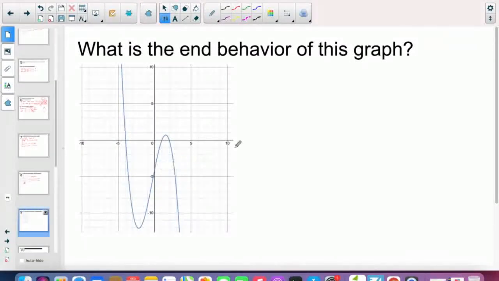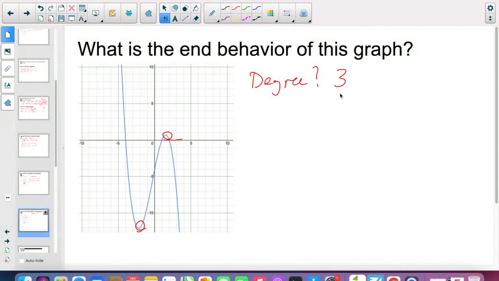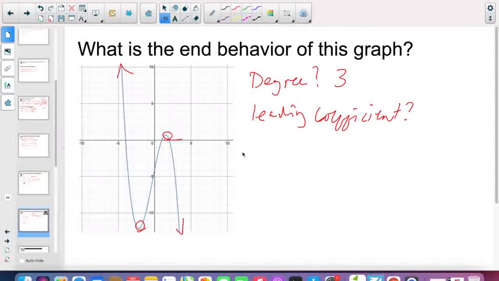For this one, if we look at that, think about it. What is the degree of that function? Well, it's got 1, 2 curves. If it has 2 curves, then the degree is 3. That's an odd degree. If it's an odd degree, the 2 ends are going in opposite directions. Which direction is this going? Well, the leading coefficient here, we could distinguish, is the leading coefficient positive or negative? If you think about the direction of this, that's going up toward the left, down toward the right, so that's telling me it's kind of a negative slope direction. So the leading coefficient here would have to be negative.